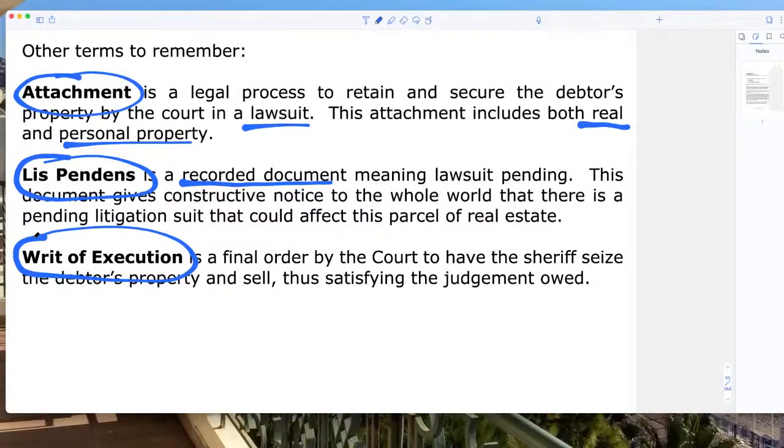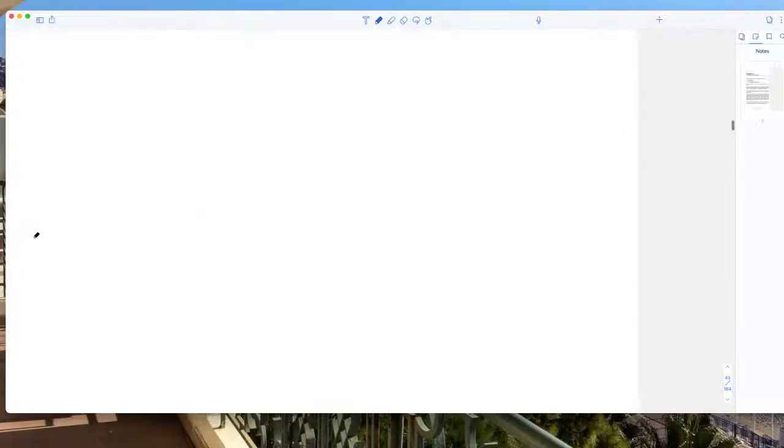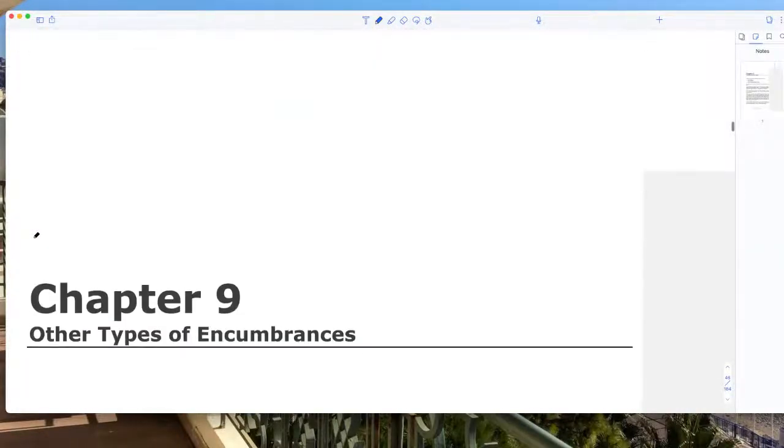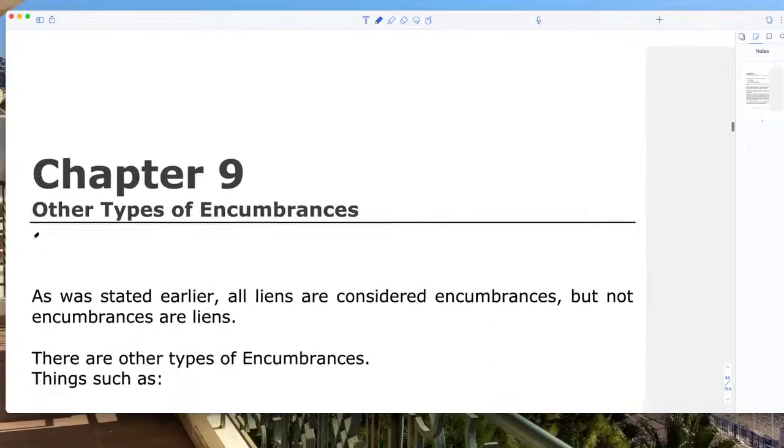So I'm telling you that story to say writ of execution does allow, it's that final court order for the sheriff to seize their property and sell it. But you know what? Depending on the amount, it might be more of a headache than it's worth. So that's going to be all.